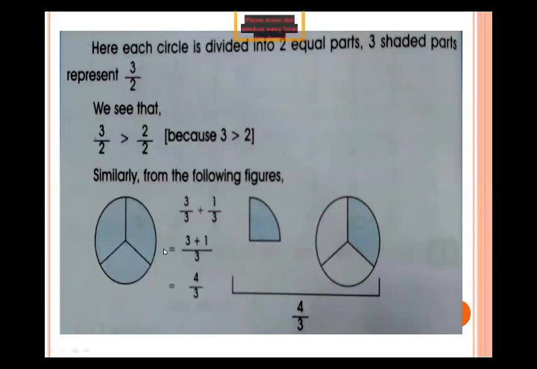We add only the shaded parts. 3 plus 1 is equal to 4. And their total parts are the same. That's why the denominator is the same, 3. So we conclude, how many total parts are shaded? Here is 3 parts, and here one more part is shaded. That's why the numerator becomes 4 and the denominator is 3. The fraction becomes 4 upon 3.